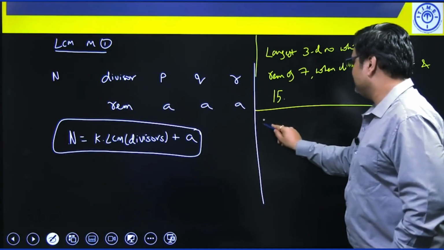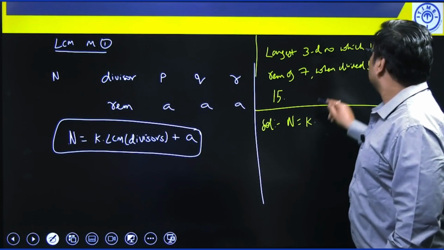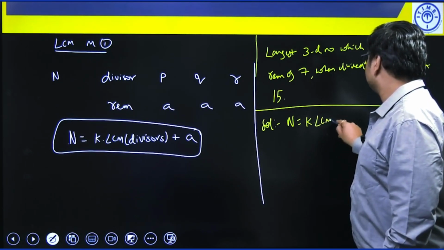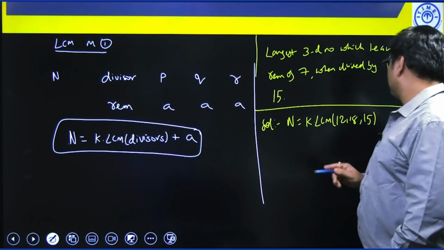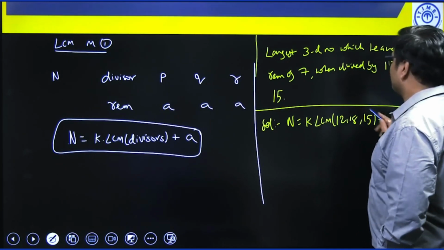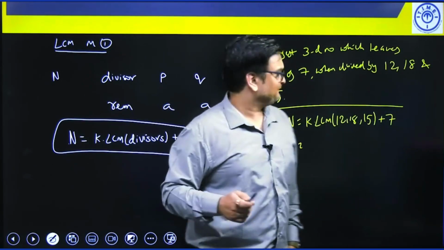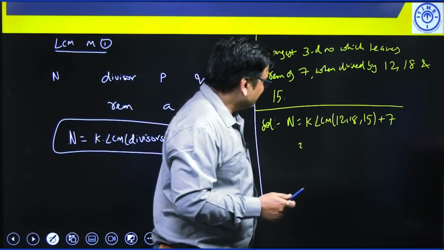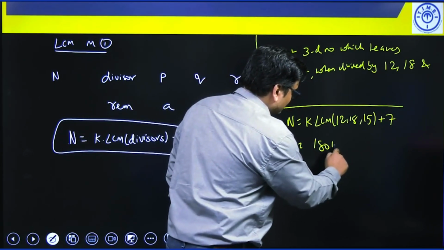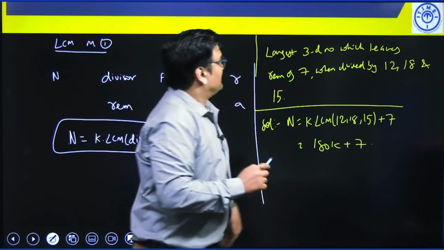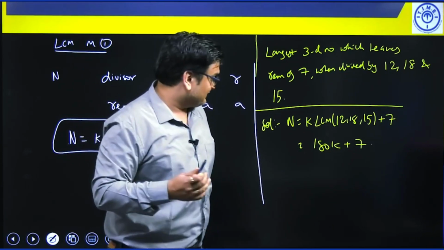So, how do we answer it? My answer directly will be n equal to k into LCM of the divisors, plus the common remainder which is 7. Now, by the way, what is the LCM of these 3? Please note. I think 180, so 180k plus 7. I want the largest 3-digit number. So, I need to put an appropriate value for k. Let's check what we do.